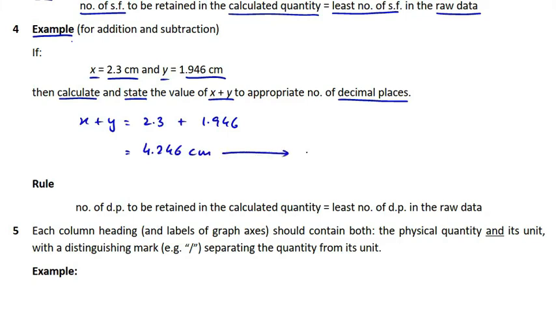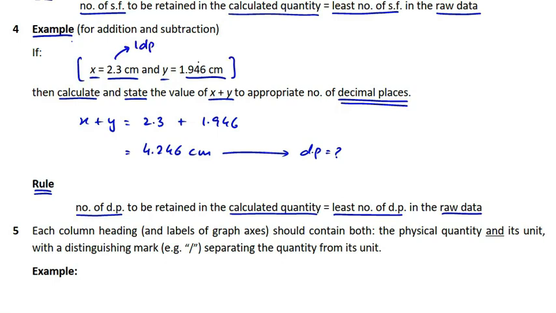Now students, we have to round off this value to appropriate number of decimal places. Let's see what the relevant rule says here. The rule says that number of decimal places to be retained in the calculated quantity should be equal to the least number of decimal places in the raw data. Now in this example, students, x and y serve as the raw data. And you can see that the value of x has one decimal place and the value of y has three decimal places. Now as x has the least number of decimal places, which is 1, so according to the rule, the calculated value of x plus y should be rounded off to one decimal place, that is to this digit.